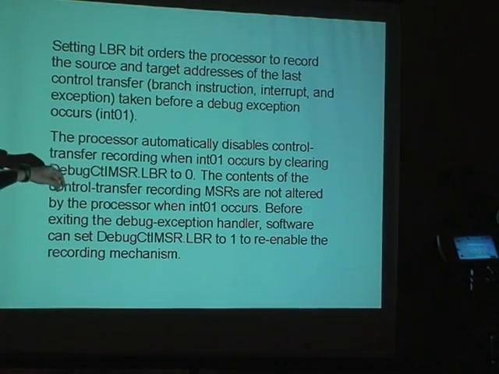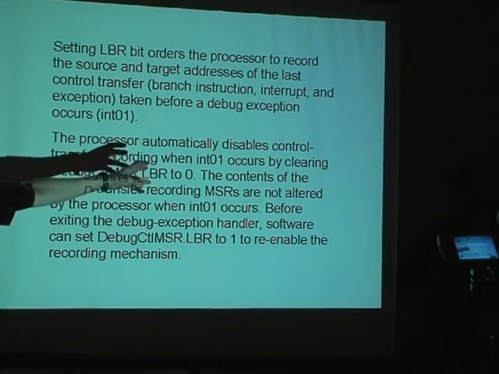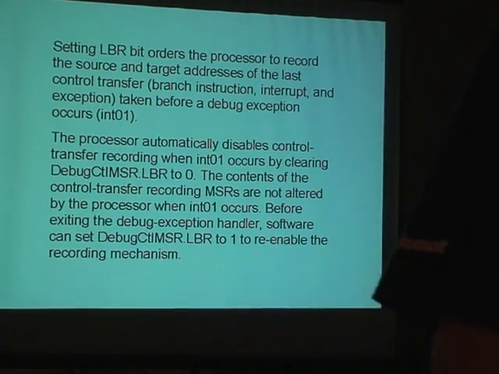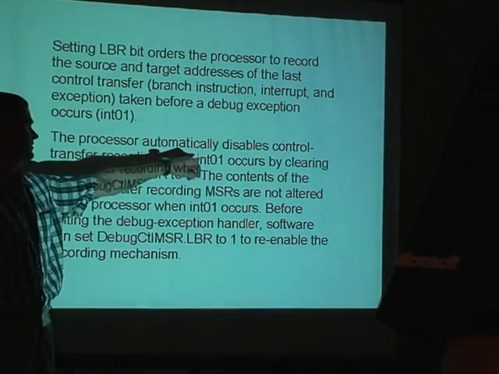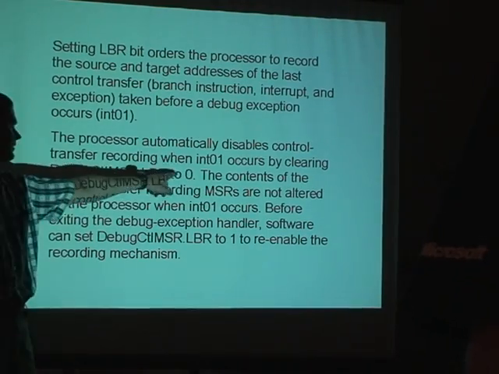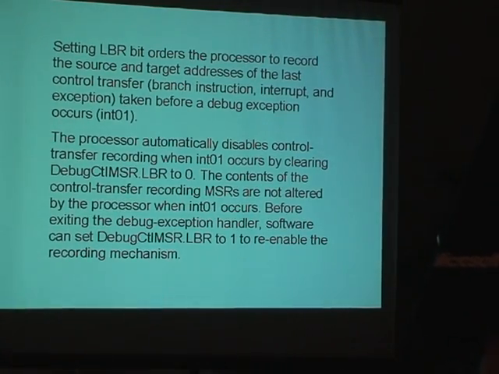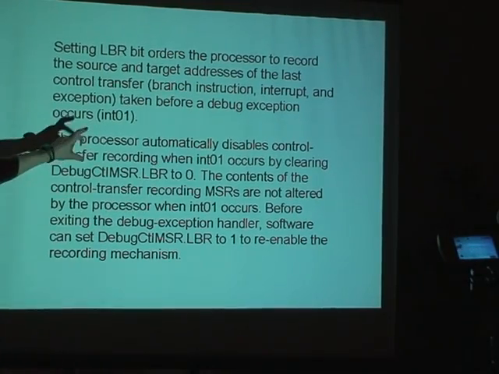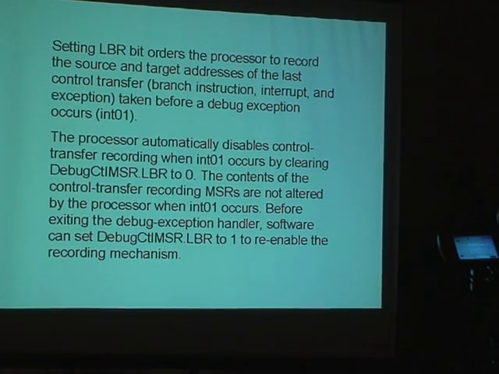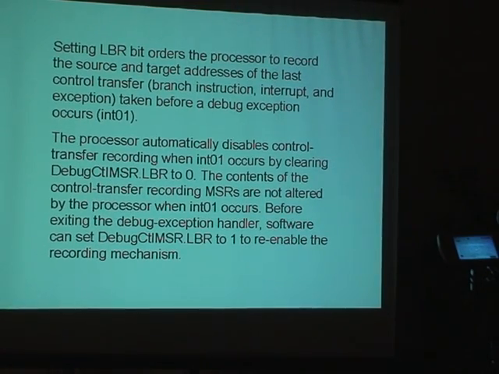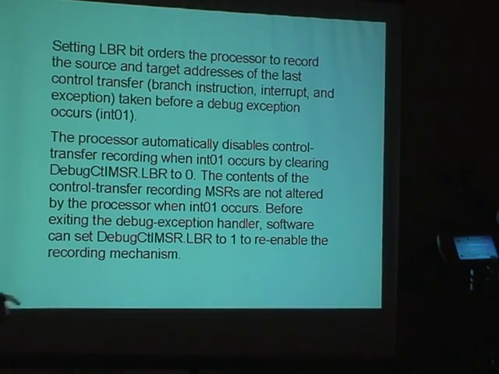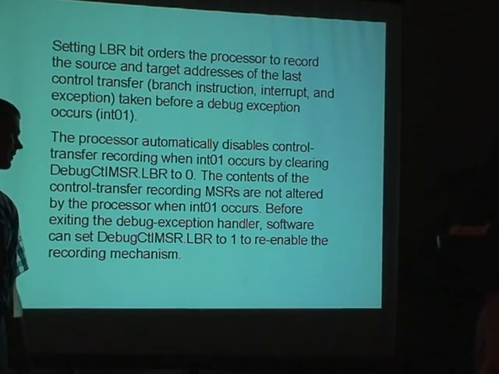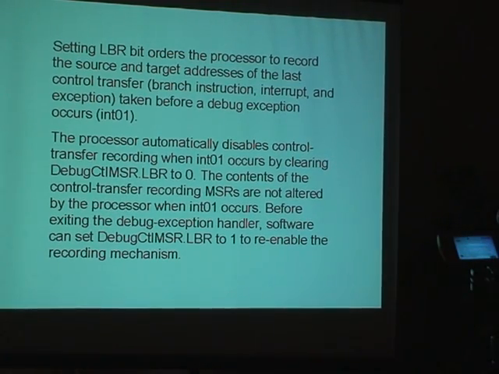The processor automatically disables this. It is the same as when I told you about single stepping disabling the trap flag bit. The processor disables the control transfer recording when interrupt 1 occurs, and it prevents the instructions inside the interrupt 1 handler from overriding these records in these model specific registers. And before exiting the debug exception handler, software can set this bit to 1 to re-enable the recording mechanism.